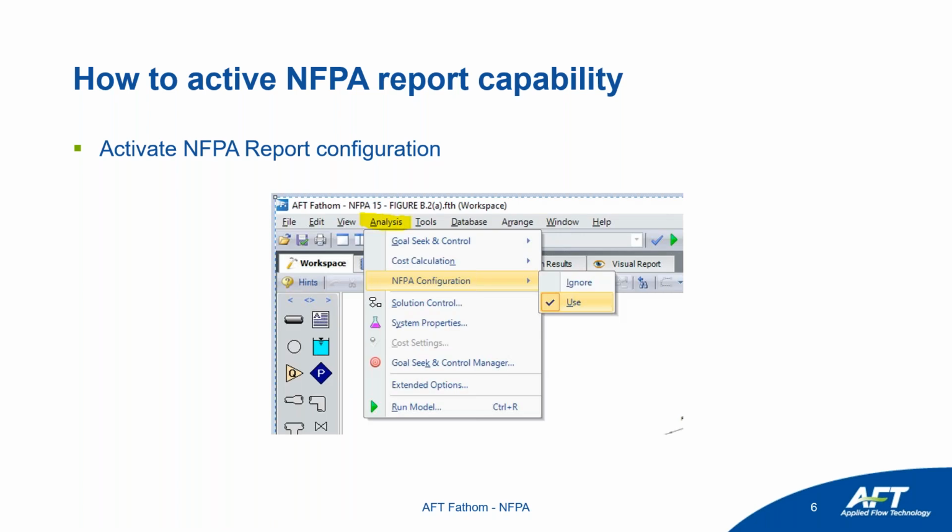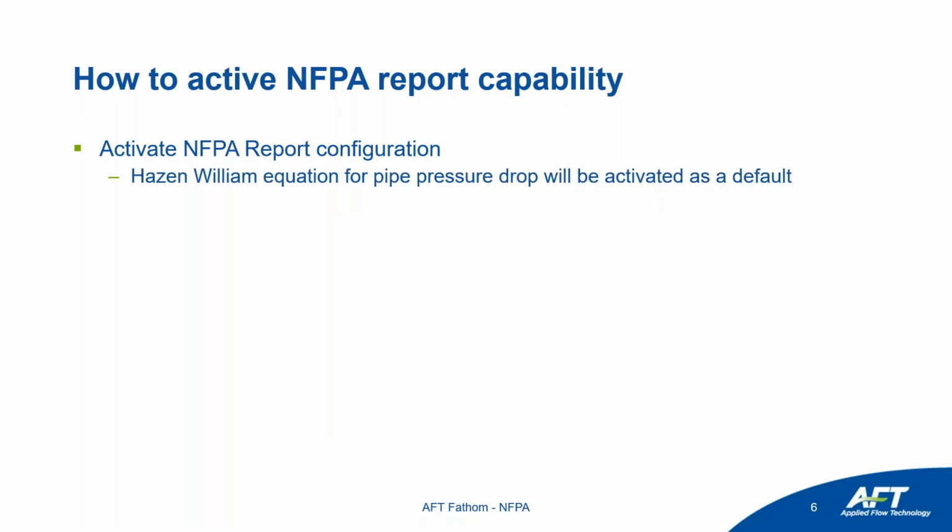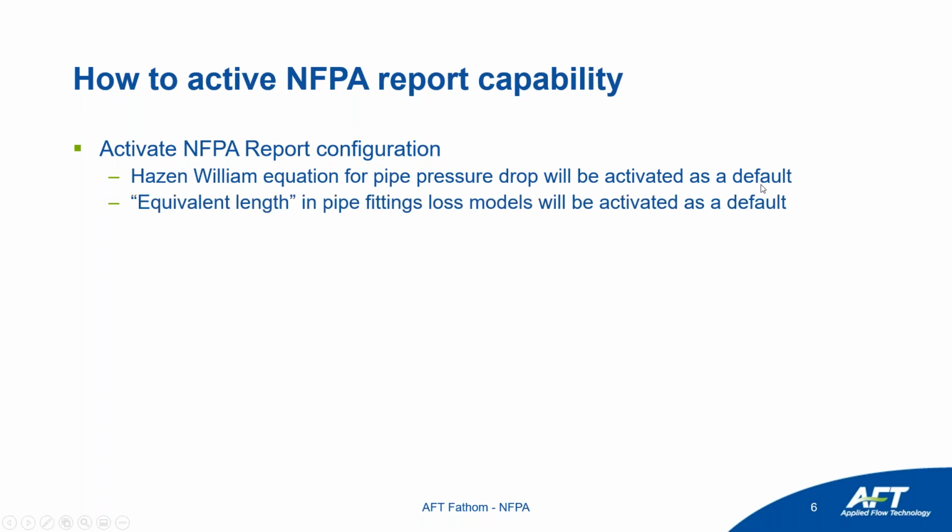So there's another step. Once you activate in the toolbox, then you come to Analysis. You go to NFPA configuration and you tell it to use it. So these are the two steps that you need to do to activate the NFPA report. Once you do that, Hazen-Williams equation pipe pressure drops will be activated as a default, and equivalent length and pipe fitting and loss models will be activated as a default. And the reason for this is because this is what NFPA uses to calculate the fire network.